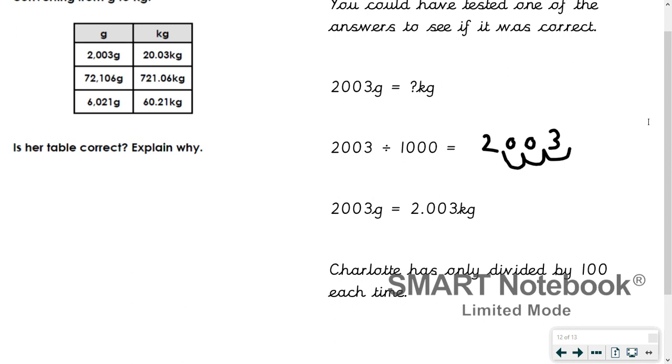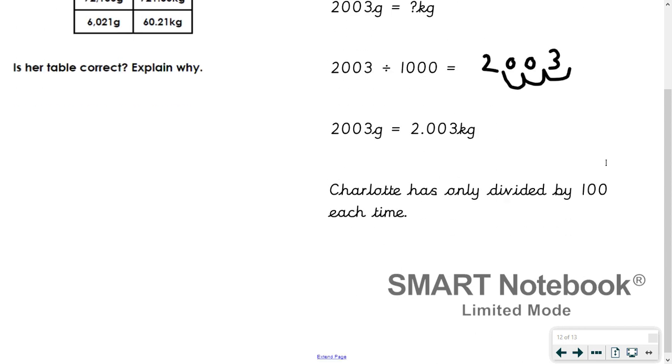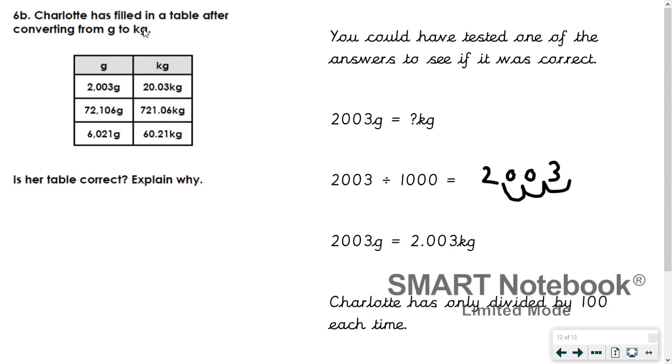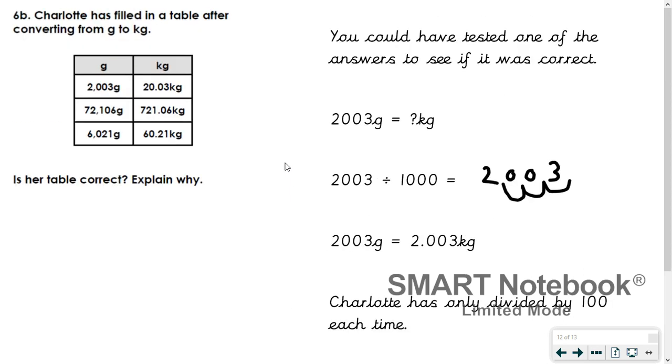I could check the rest of them, but I've already sort of proved that she's wrong, because she's only divided by 100. So I'm going to have a quick look here. Divide by 100 would be 2 jumps. She's divided by 100 there, 1, 2, and by 100 there. Now we know grams to kilograms, but 1,000 grams in a kilogram, so we have to divide by 1,000. So Charlotte is not correct because she's only divided by 100 each time. That would have been your explanation. Hopefully we're okay on that one.